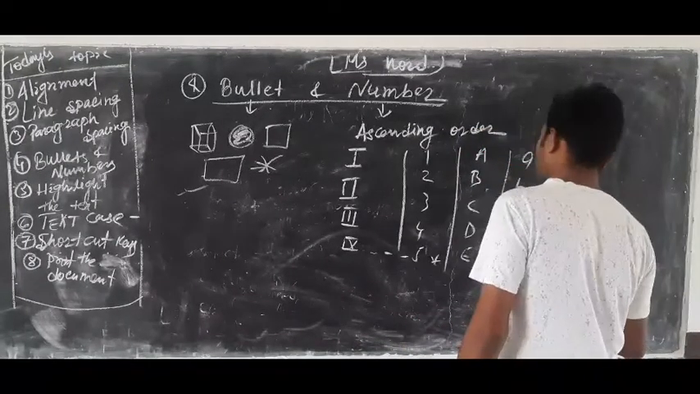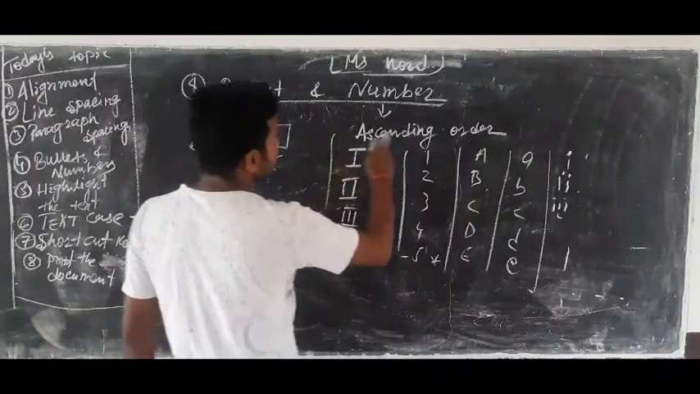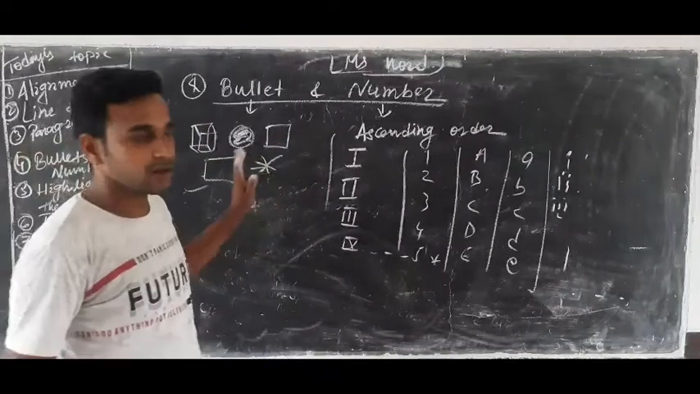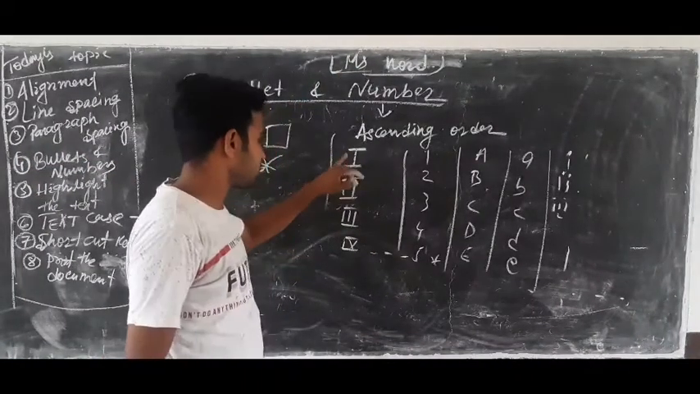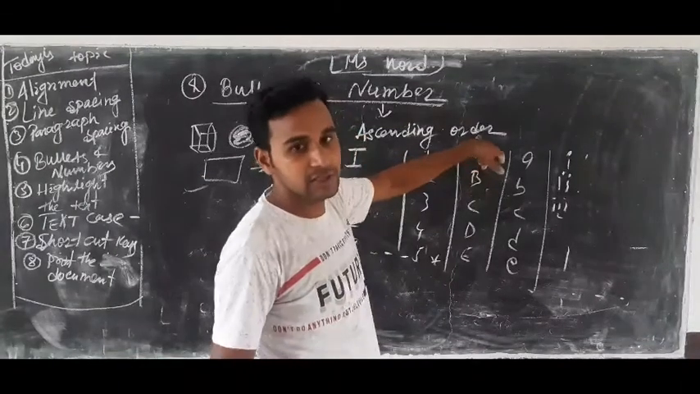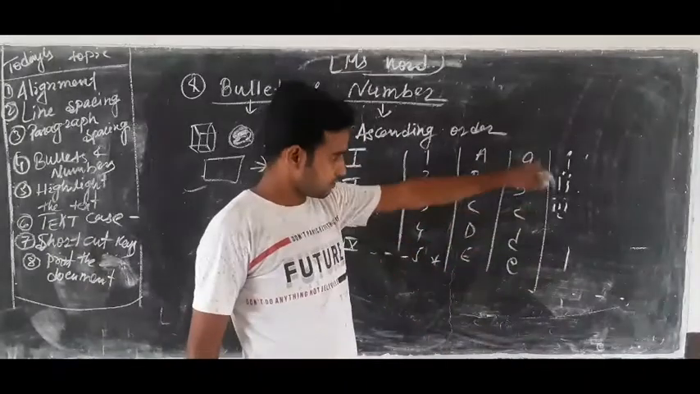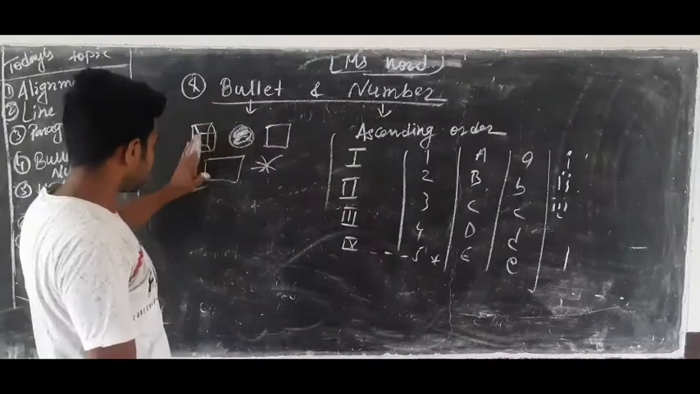Consider this type of numbering system. It is always in ascending order, and for this there is no difference between ascending and descending. So this is all ascending order. We start from Roman numbers. This is the number. This is the alphabetic numbering in ascending order: A, B, C, D, E, F. So this one is using numbers. This one is using bullets.